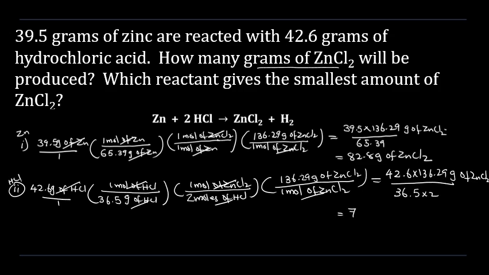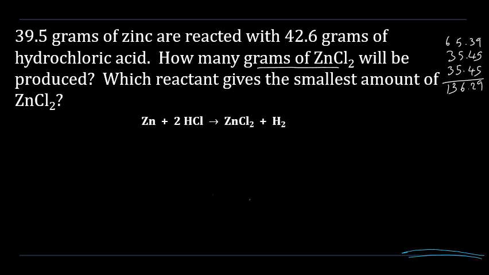That will give us 79.6 grams of ZnCl2. So we have less number of grams of the product here. So HCl is the limiting reagent. Okay. So which reactant gives the smallest amount of ZnCl2? That's the question. So HCl gives the smallest number of the product. So that's the limiting reagent, and zinc is our excess reagent.